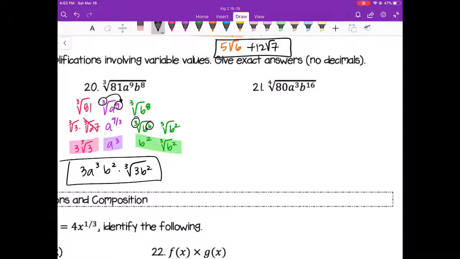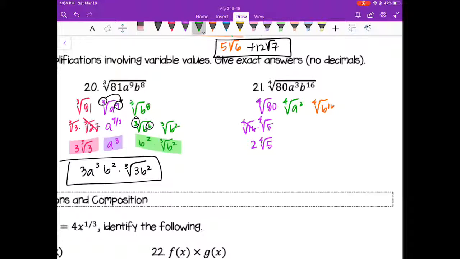Lastly, number 21, 4th root of 80 times the 4th root of a cubed times the 4th root of b to the 16th. The 4th root of 80, we are going to be able to break 16 down out of jail. So the 4th root of 16 times the 4th root of 5. Again, if you're not sure, make that factor chart. 4th root of 16 is 2. So we have 2 times the quartic root of 5.